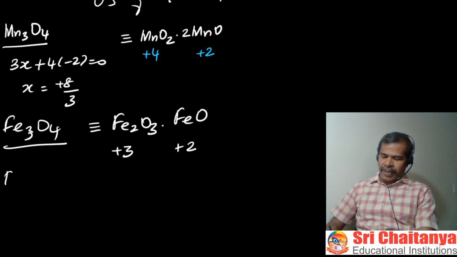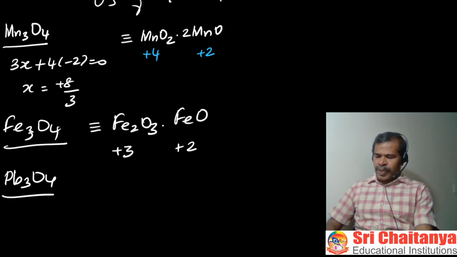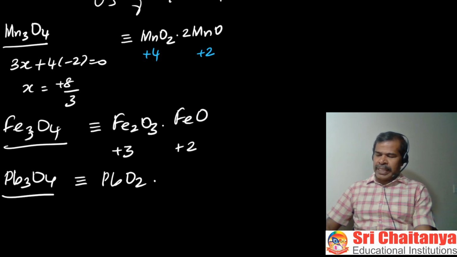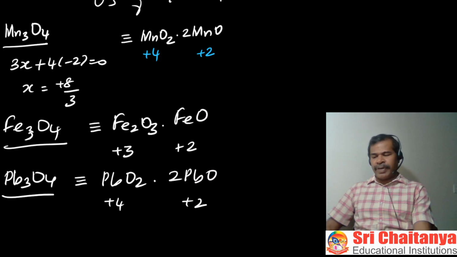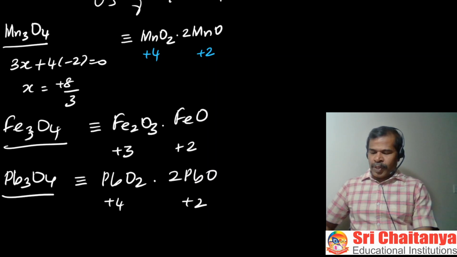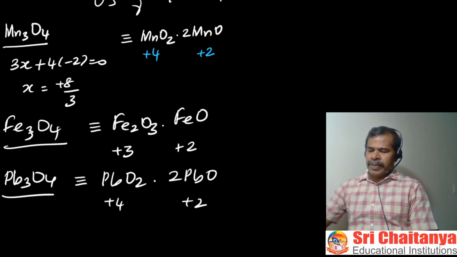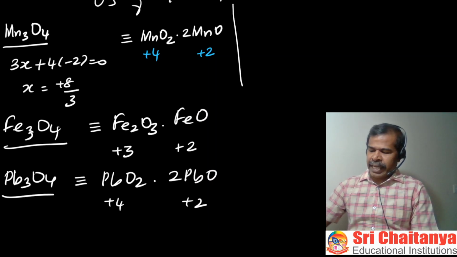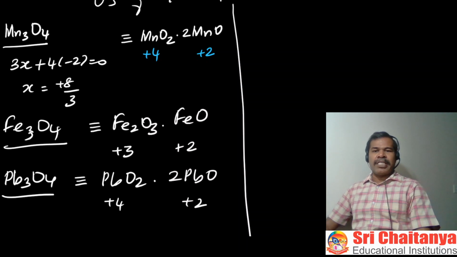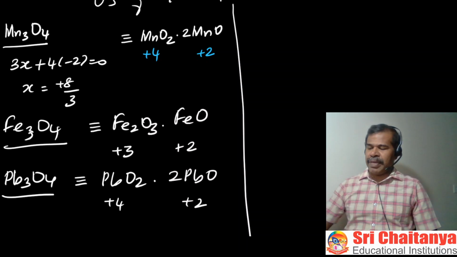And same way Pb3O4, which we call red lead. That is again a mixture, similar to Mn3O4. So we have PbO2 in it and 2 PbO in it. So it is +4 and +2 oxidation state for Pb. These are three mixed oxides which are of great importance for our exams. Besides this, there are other compounds which exhibit multiple oxidation states for the same element.